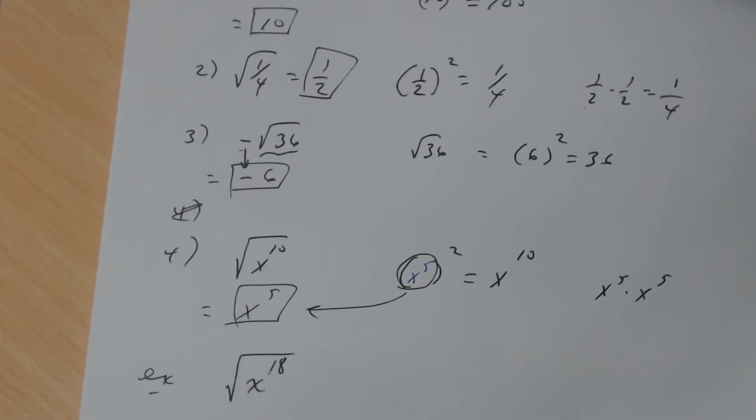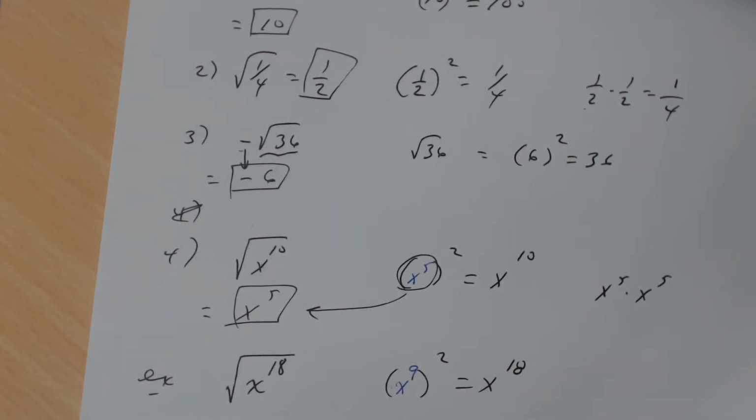Another example, let's suppose we had the square root of x to the 18th. Again, assume that all variables represent non-negative real numbers, so 0 or anything positive. Using that idea, what squared is x to the 18th? If you can't figure this out quickly, think: 18 divided by my index of 2 is 9. Is that going to be x to the 9th? Yes, because when you have a power raised to a power, you multiply: 9 times 2 is 18. Or x to the 9th squared means x to the 9th times x to the 9th, and when you multiply like bases, you add exponents. So you get x to the 18th. My answer is x to the 9th.